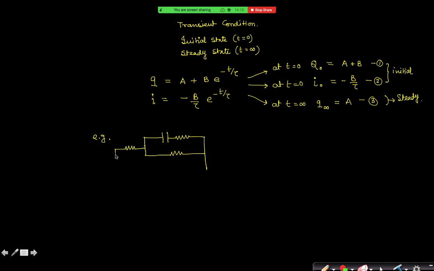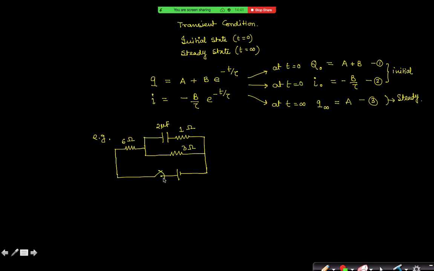Right? And suppose I have a switch like this. I have taken a very basic circuit. Suppose this is a 6 ohm, this is a 3 ohm, this is a 1 ohm resistor, and the capacitor is 2 microfarad.